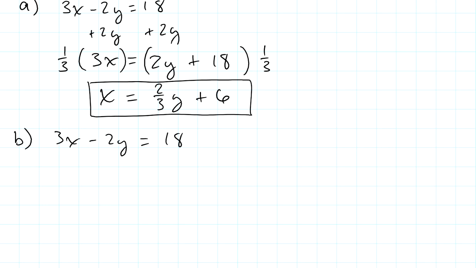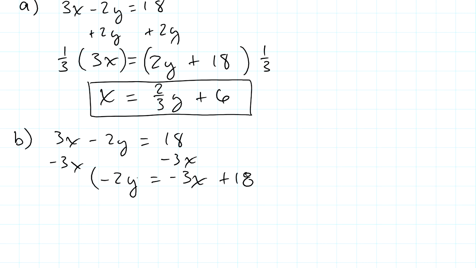Since my goal is to solve for y, I'm going to subtract 3x's from both sides. When I do that on the left-hand side, we now have simply negative 2y, and that will equal negative 3x plus the number 18. 18 and 3x are not like terms. I can't combine them.